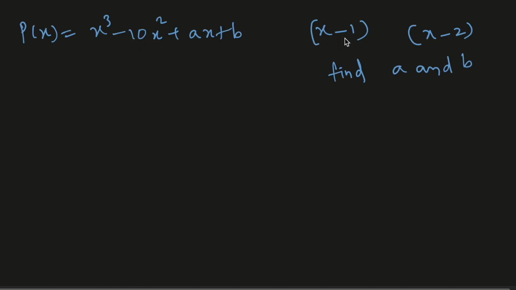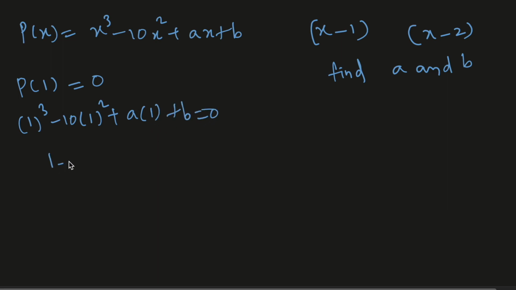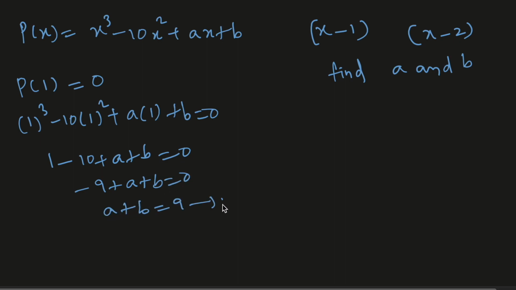Polynomial p(x) is divisible by x minus 1 and x minus 2. Find a and b. So the polynomial p(x) is divisible by x minus 1 and divisible by x minus 2. You have to find the value of a and b. According to the factor theorem, when p(x) is divided by x minus 1, p(1) should be equal to 0. So p(1) means 1 cube minus 10 into 1 square plus a into 1 plus b is 0. It is 1 minus 10 plus a plus b is 0. So minus 9 plus a plus b is 0. So a plus b is equal to 9. You have got one equation.